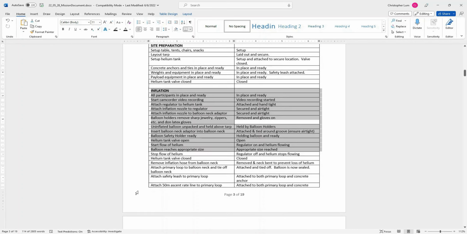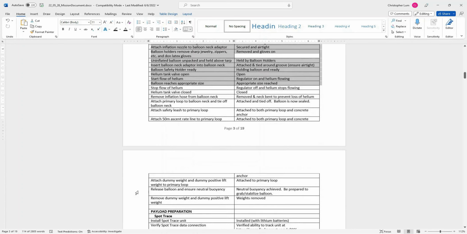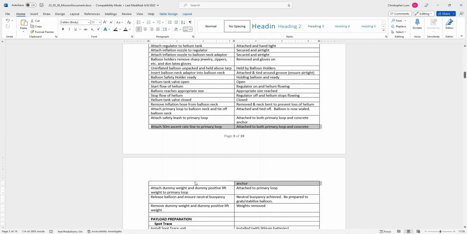The only thing that maybe we'll call out that deviates very slightly is we are attaching what we're calling a 50-meter ascent rate line to the primary loop. So we're going to allow the balloon to fly up 50 meters on a tether. What we're trying to do during that is time how long it takes, so that we can know what the actual ascent rate of the balloon is, because that's going to be critical in terms of our trajectory prediction and knowing how long it's going to take to reach altitude and pop, right? So that's pretty much the only difference.